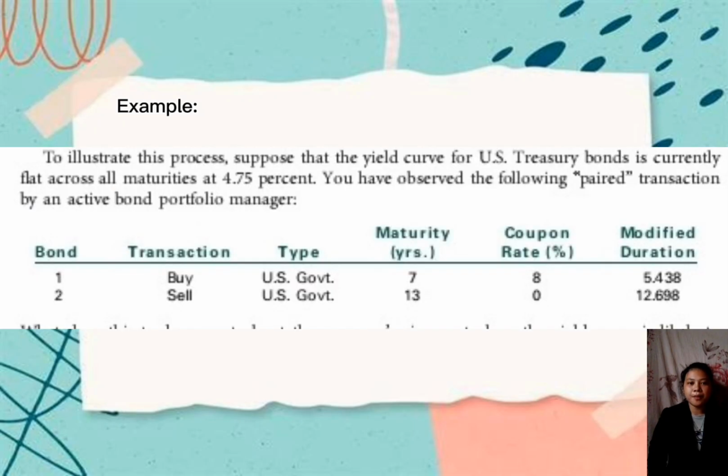So this table describes a paired transaction by an active bond portfolio manager illustrating a specific trading strategy. The scenario assumes a flat yield curve, US Treasury bonds at 4.75%. The manager simultaneously bought one US government bond with a 7-year maturity, an 8% coupon rate, and a modified duration of 5.438, and sold another US government bond with a 13-year maturity, 0% coupon rate, and a modified duration of 12.698. This paired trade likely aims to profit from anticipated changes in interest rates or the yield curve, exploiting a perceived mispricing between the two bonds.